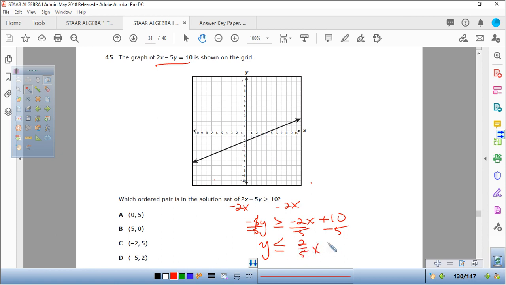That part right there. And there's my negative 2. There's my slope of 2/5 right there. Okay. Shaded, you see this y is less than, so I'm shaded below. Now I need a point that's just below it. 0, 5, out. 5, 0, ooh. I like that one. Negative 2, 5, out. Negative 5, 2, out.